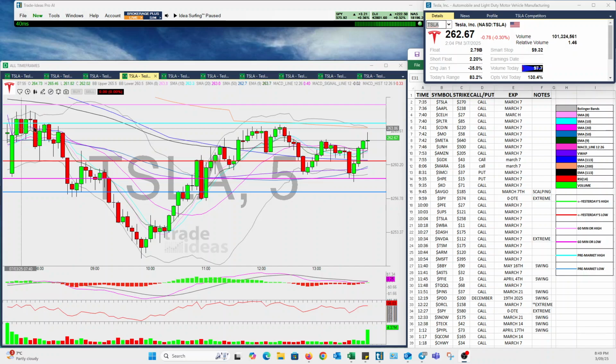So if you just wanted to watch this chart, you would have seen that it eventually broke down and price started to fall through all the levels. This is yesterday's low, opening range low, pre-market low, and all the moving averages started to go downwards, including MACD. So this would have given you an opportunity for a short on Tesla.